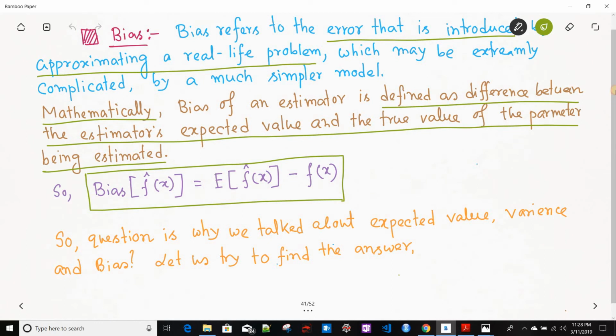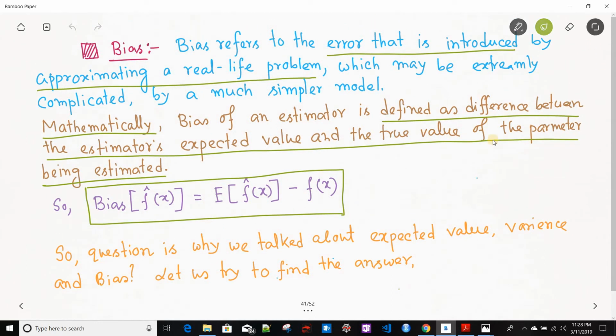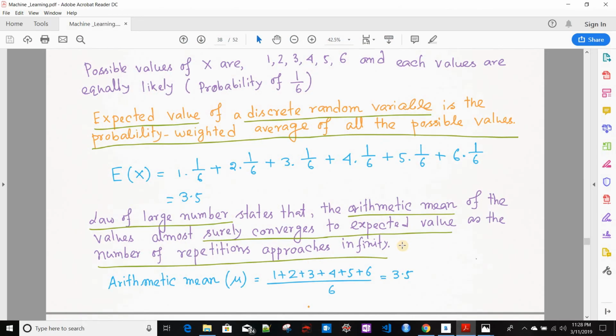Now let's talk about bias. In variance, we talk about how the model is basically sensitive to the training data, right? Now bias refers to the error that is introduced by approximating a real life problem, just like this guy over here.